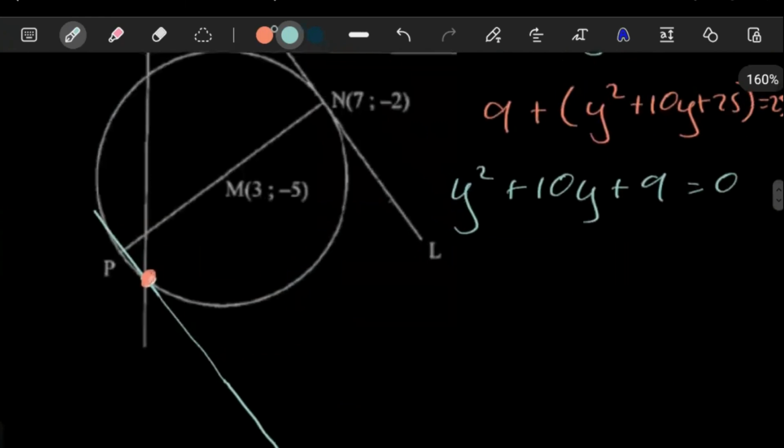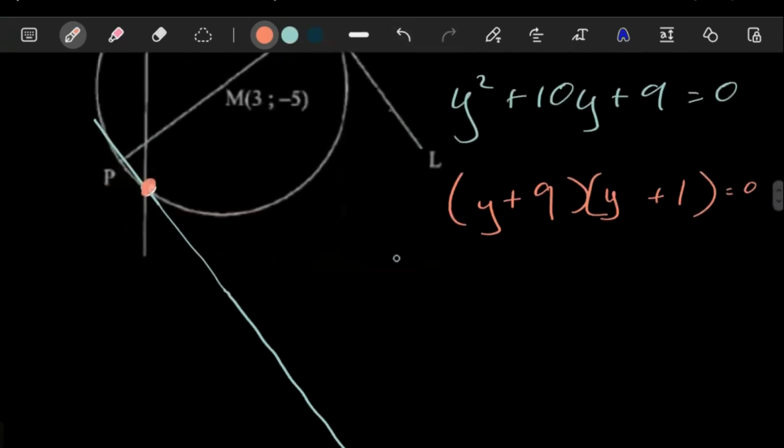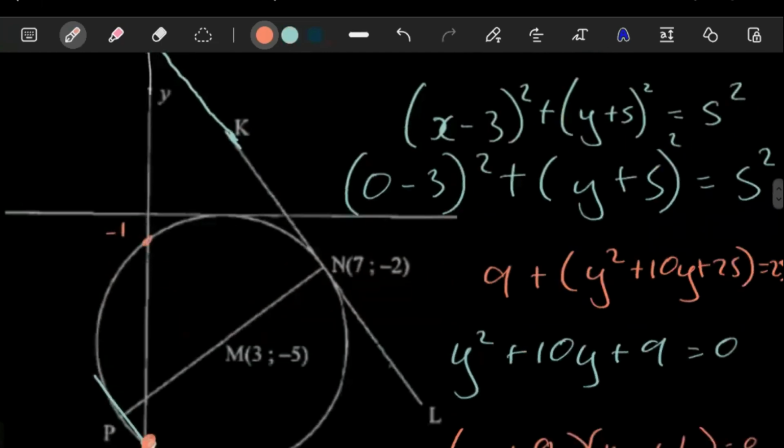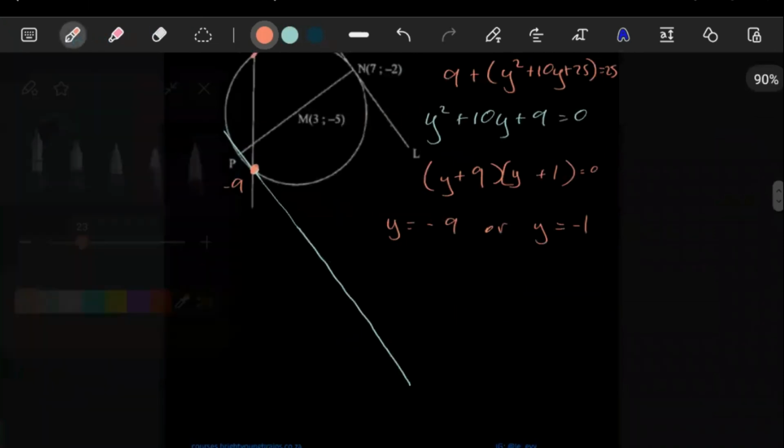Factors of 9 that give a 10 are just 9 and 1. To get a plus 10, you have to say plus 1 and plus 9. So these are going to be your two answers for y. The y value is either equal to -9 or equal to -1. So you can see this is the one that's -1, and this is the one that's -9. This is where some of your 4 marks are going to come from.